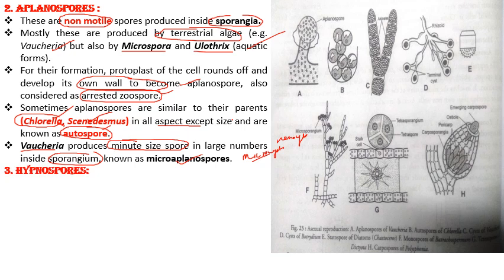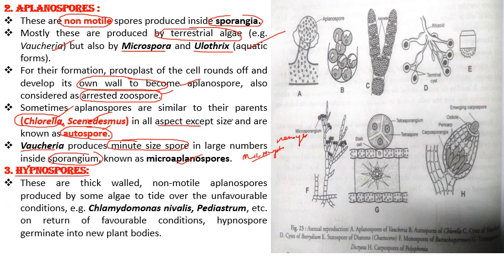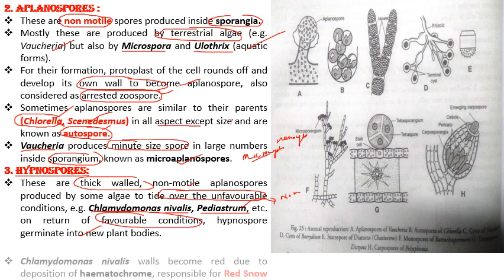The next type of spore is hypnospore. So these are thick-walled spores, again non-motile spores. They are produced by some algae to tide over the unfavorable conditions, means ये बनते हैं जब conditions होती हैं unfavorable. So they are produced by, like we have this genus Chlamydomonas nivalis and Pediastrum. Pediastrum is an example of a non-motile coenobium. So these thick-walled spores germinate when the conditions are favorable. जब conditions favorable होती हैं वैसे ही ये hypnospores germinate करते हैं and produce new plant body.